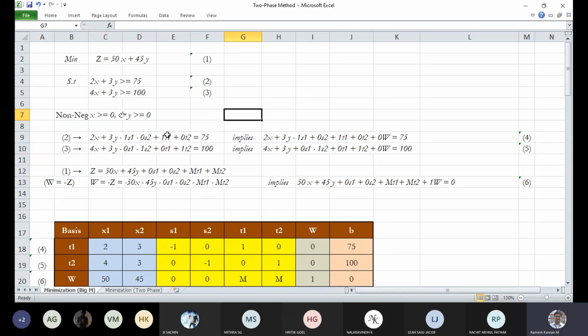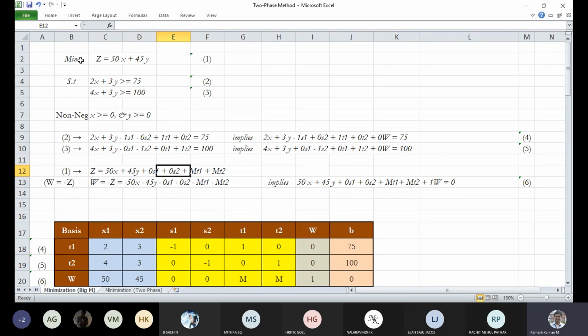Then, in order to accommodate this in the simplex table, we will be adding W also, so it is just plus 0W and plus 0W. So these will be equation 4 and equation 5. Then what we are going to do is modify our equation 1: z equals 50x plus 45y, and then we add the slack variables with 0 coefficients, so plus 0 s1 plus 0 s2.